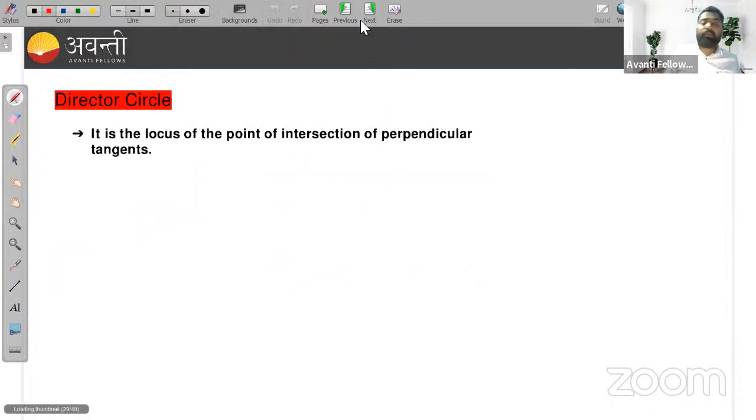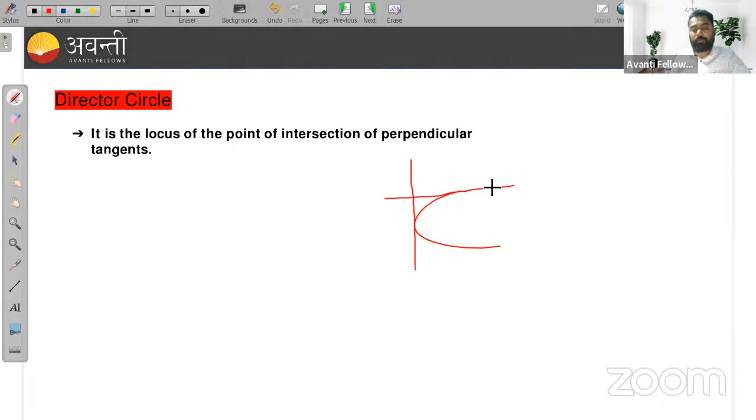Next thing, director circle. It is the locus of the point of intersection of perpendicular tangents. Okay. In case of, suppose we have a parabola and here we have two tangents, those are perpendicular to each other, right? Suppose the intersection of both the tangents is P, then the locus of the point P is known as director circle.